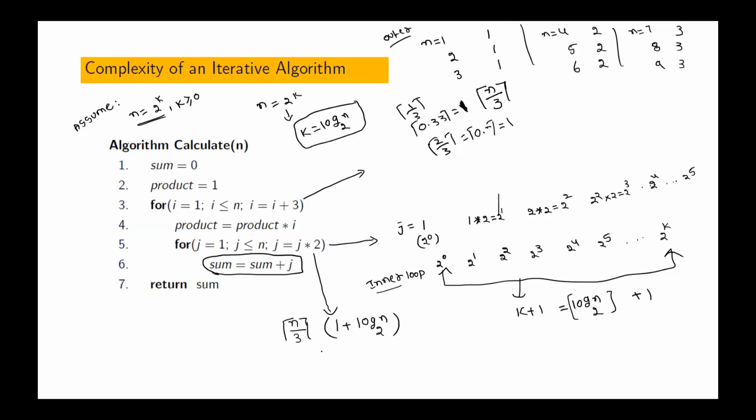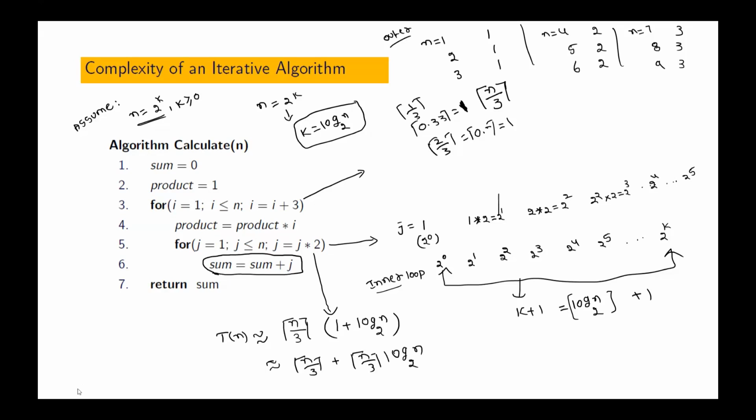Now this can be written as T of n is roughly ceiling of n by 3 plus ceiling of n by 3 into log n base 2. What is its order of growth?